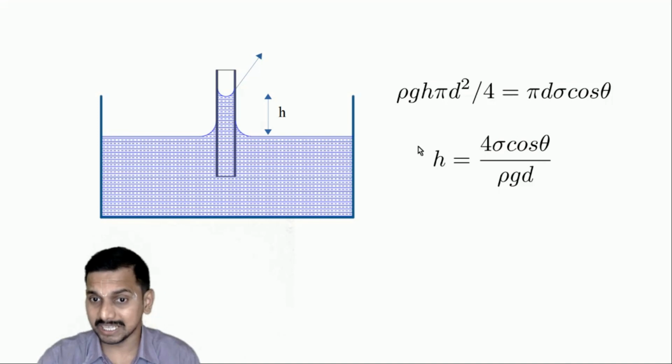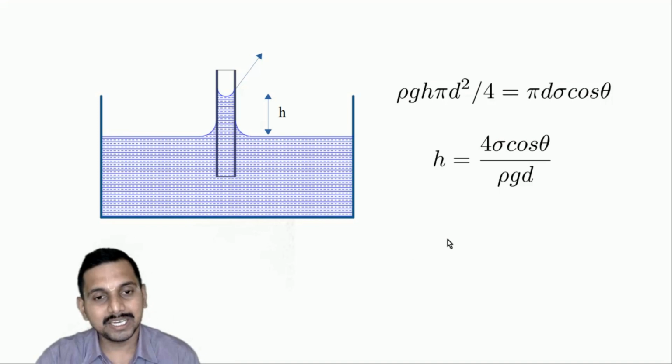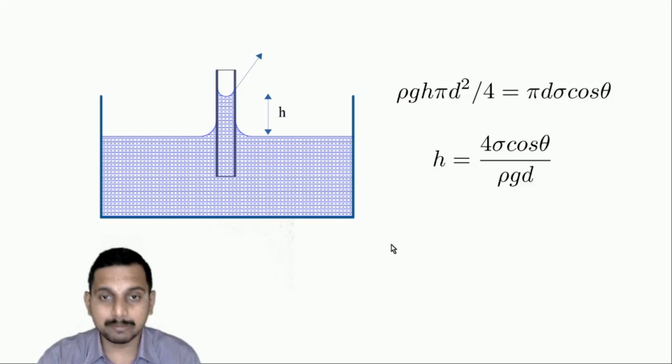So, the capillary rise, the height to which the water column rises, is equal to 4 sigma cos theta by rho g d. Now, in case this was a mercury column, okay, then this theta would be obtuse and there would be a capillary fall instead of capillary rise. Now, this surface tension causes some more effects.